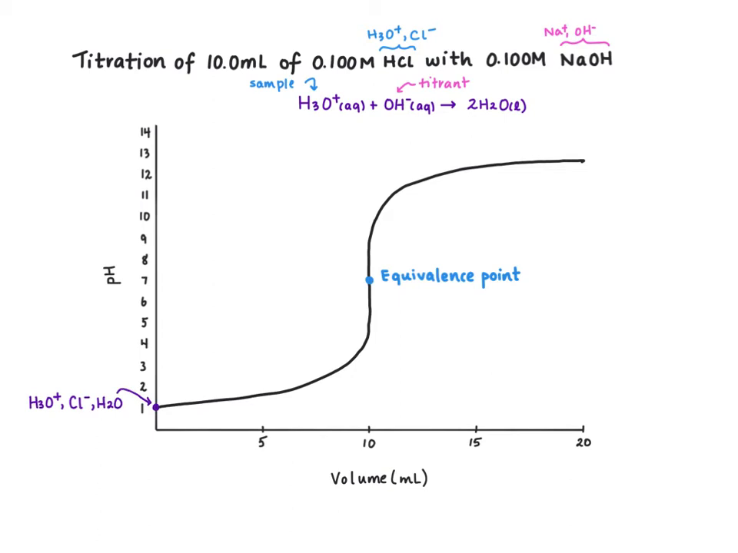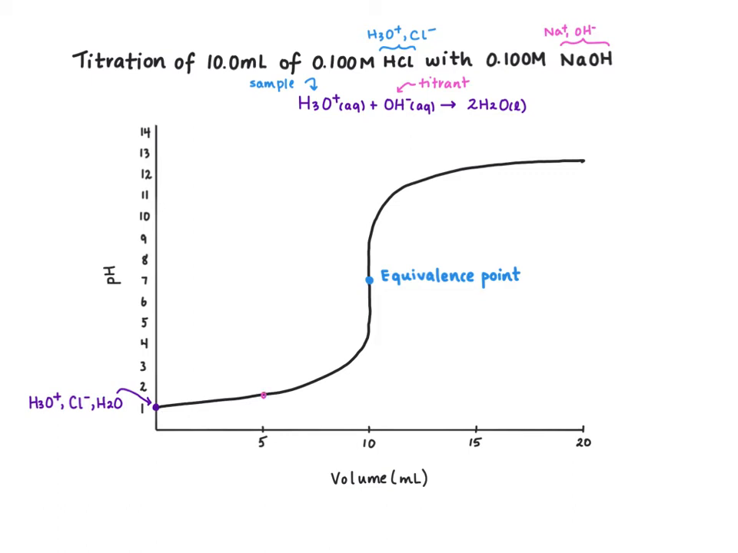Because this is a strong acid, our pH will just be the negative log of this concentration. So the negative log of 0.1 is 1. So our initial pH is 1. As our reaction proceeds, we start to react our initial acid with our base.